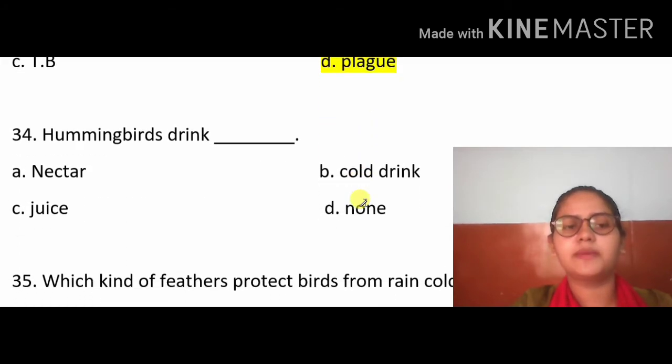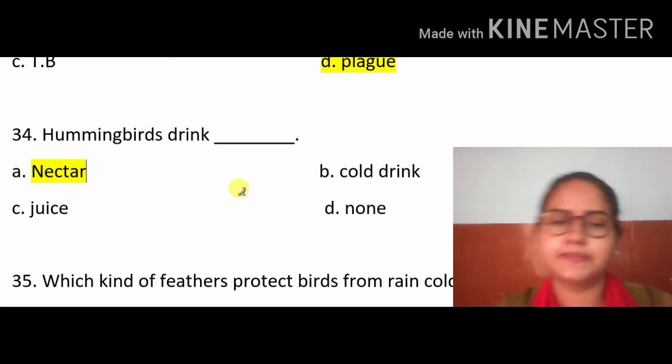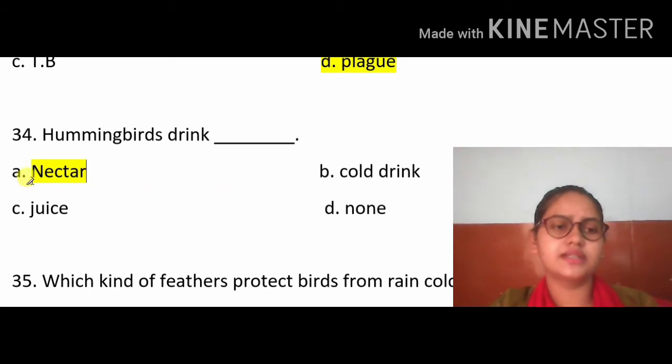Now the next fill up is: hummingbirds drink dash. What do they drink? They drink cold drink or juice or none. Which one is correct? The A one is correct. The hummingbird drinks nectar, right? So this one is your answer. So students, this one is the answer of your 34th.